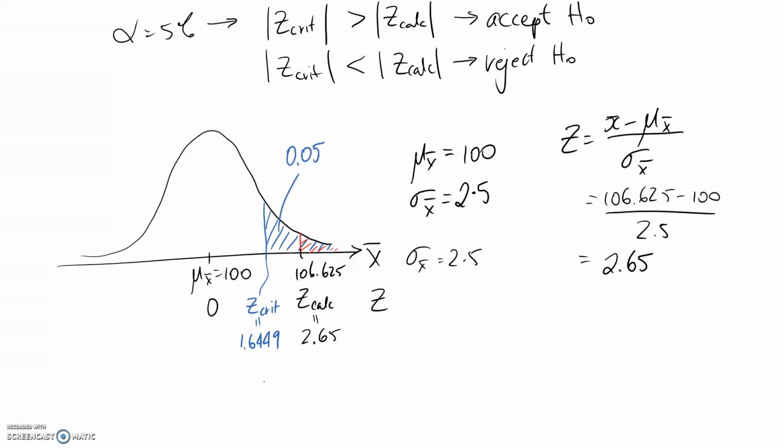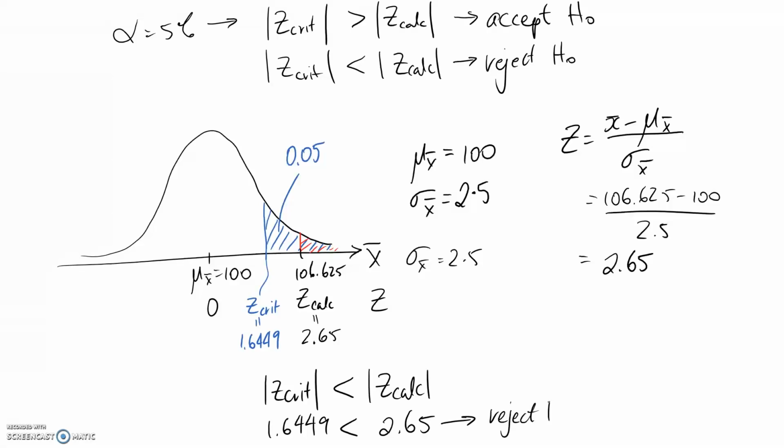So let's write this out. Our z critical is going to be less than the calculated value. Remember, the bars just mean take the positive. Since this already is positive, it's just going to be 1.6449, which is less than 2.65. So that's this one here. That means that we're going to reject our null hypothesis.